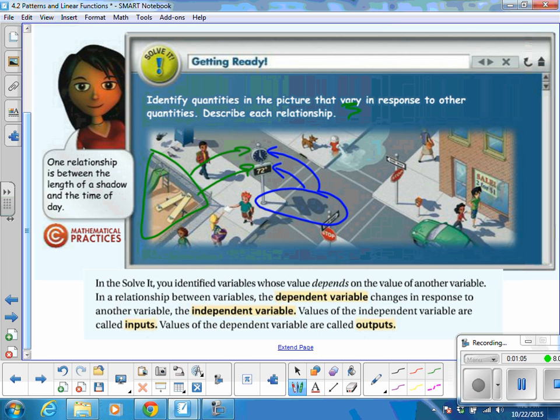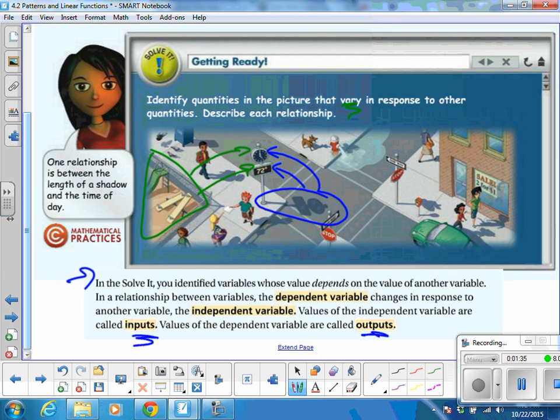Well, in the solve it, you identified variables whose value depends on the value of another variable. In a relationship between two variables, as they interact with each other, there is a dependent variable and it changes in response to another variable. It's dependent on the other one. The other variable is called the independent variable. Values of the independent variable are called inputs, and the values of the dependent variable are called outputs.